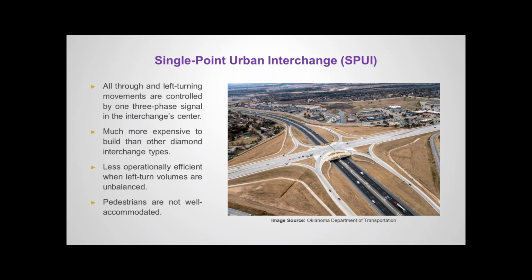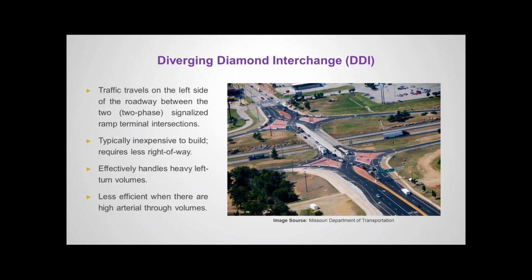So to address all these deficiencies, the final design that transportation agencies are really using a lot today is the DDI, or Diverging Diamond Interchange. Its main feature is that traffic briefly travels to the other side of the road before moving over to the proper side of the road. Again, it has two signalized ramp terminal intersections.